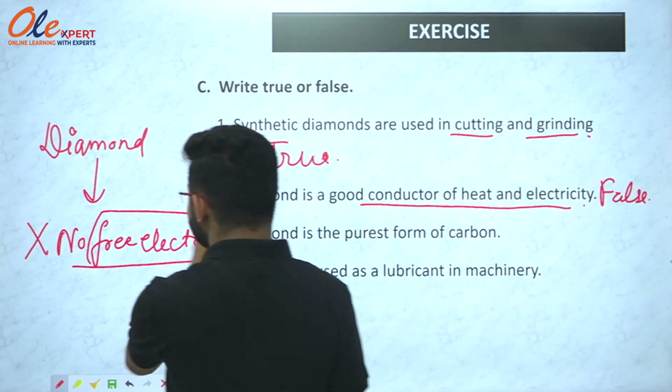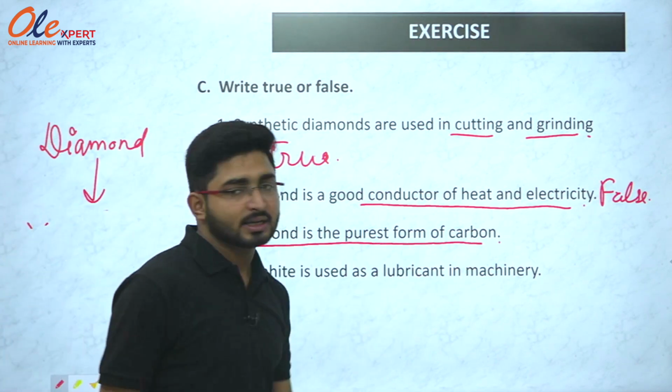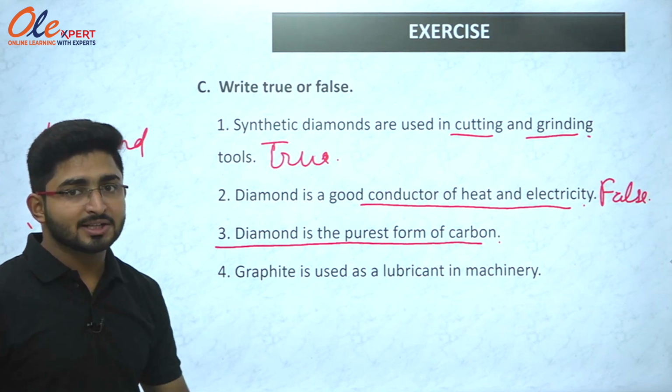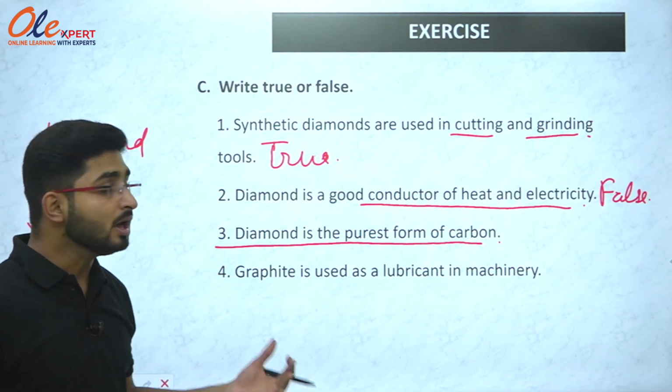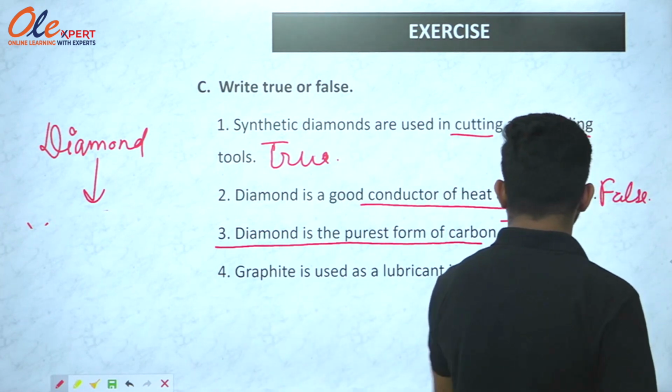Now the next statement says diamond is the purest form of carbon. Obviously diamond is the purest form of carbon because we know that it is the first crystalline form that we found. So that's why it's the purest form of carbon. So you can write true over here.